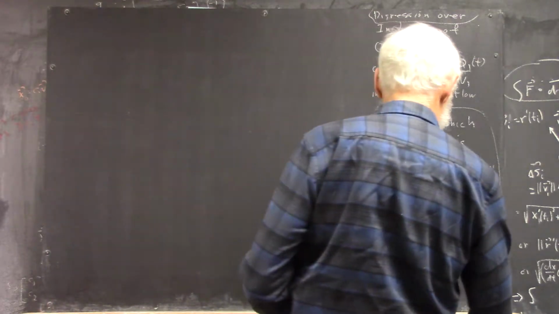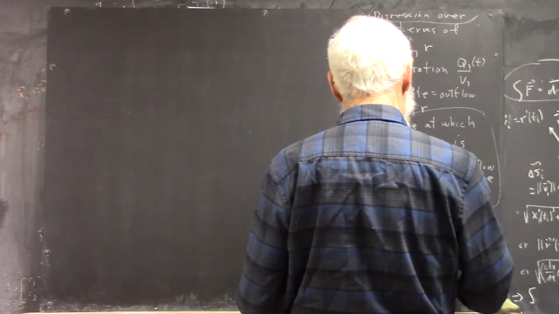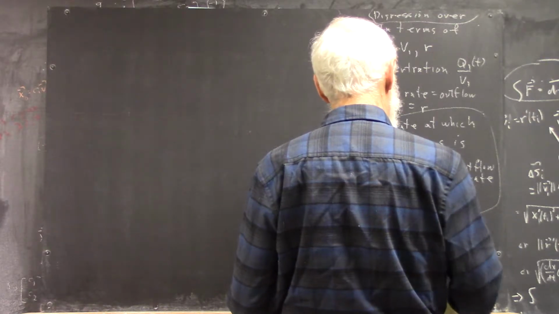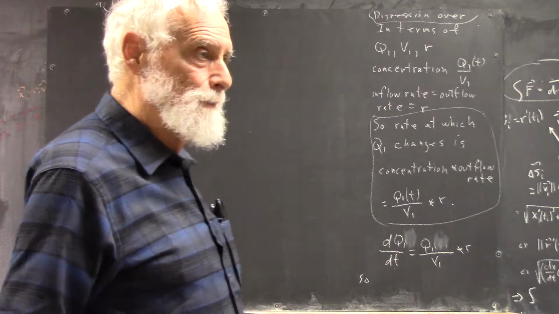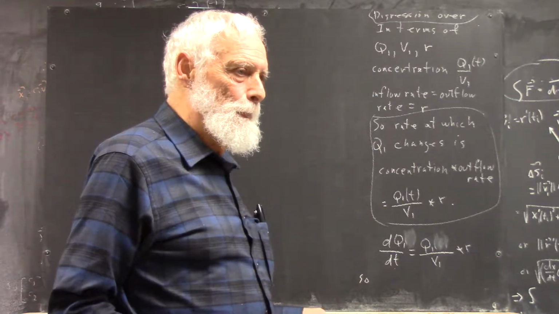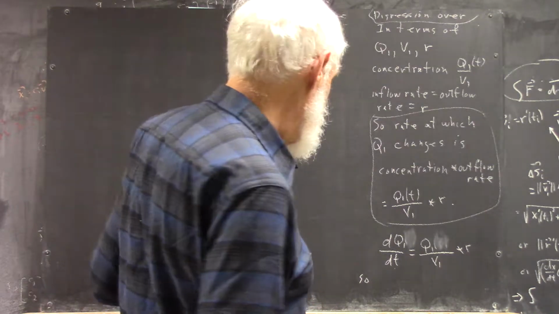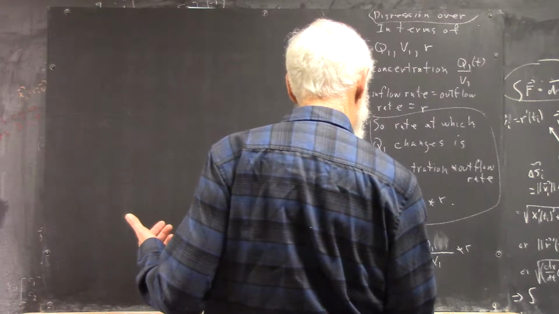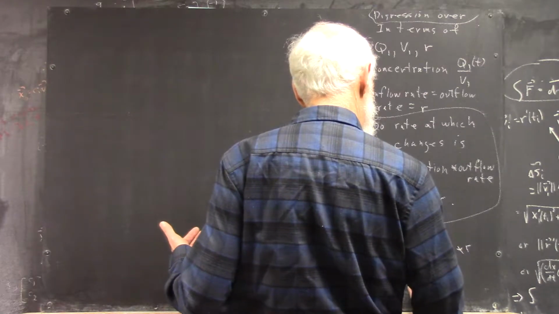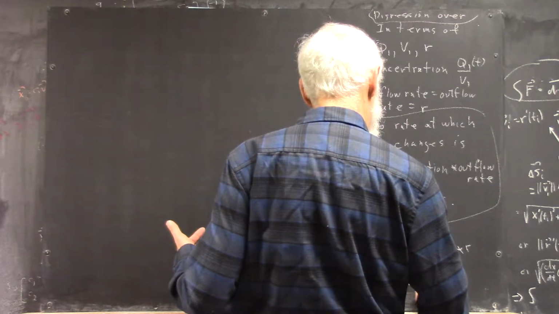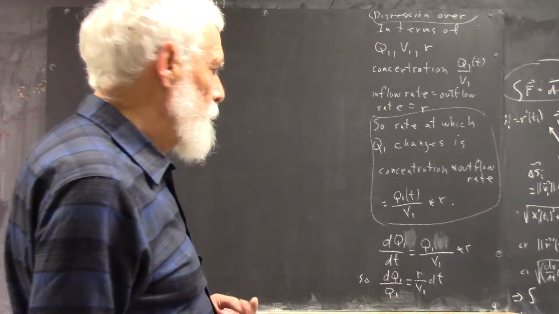And it may be a good idea to suppress the t, because we've always regarded the dependence on the independent variable as implicit. Well, it's very simple, so I'm just going to write it out. Okay?